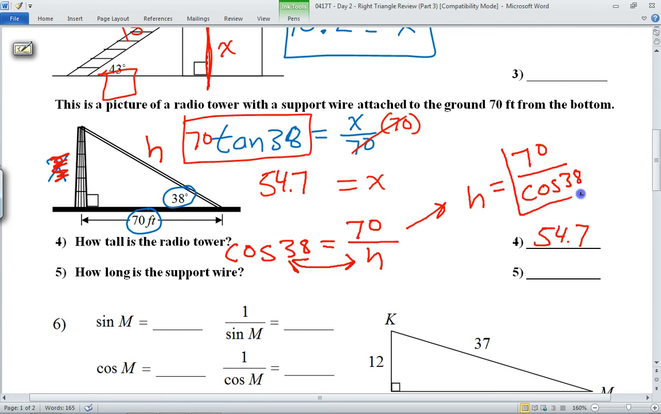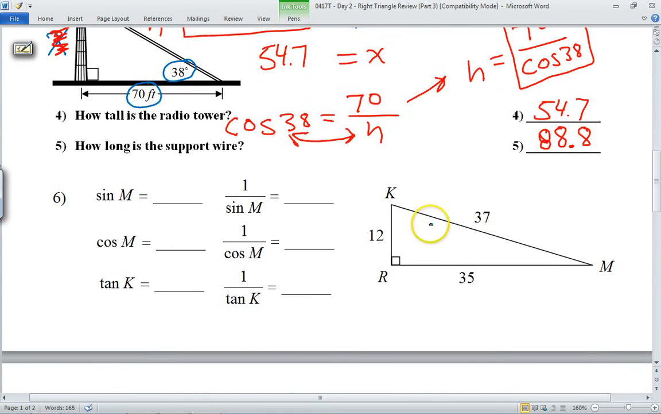If we wanted an expression for an answer, this would be the answer. Or we could put that in our calculator. 70 over cosine 38. You should be getting 88.8. So that is the answer, number 5.